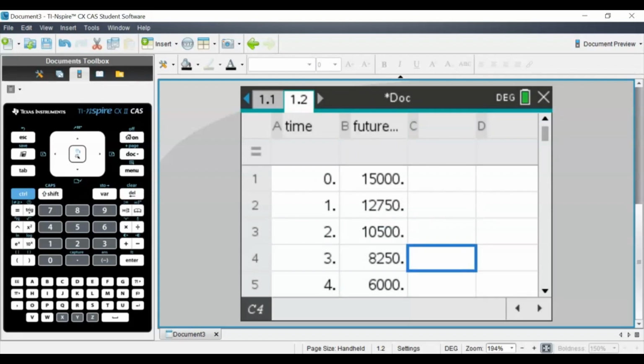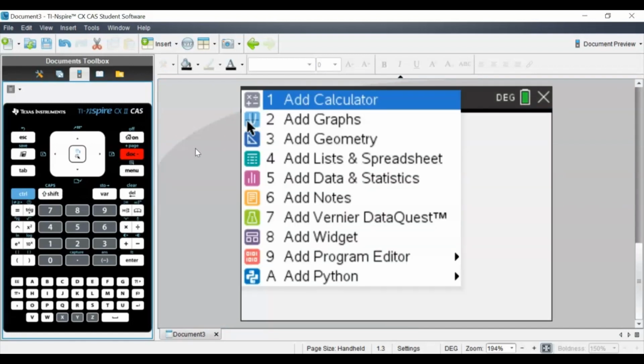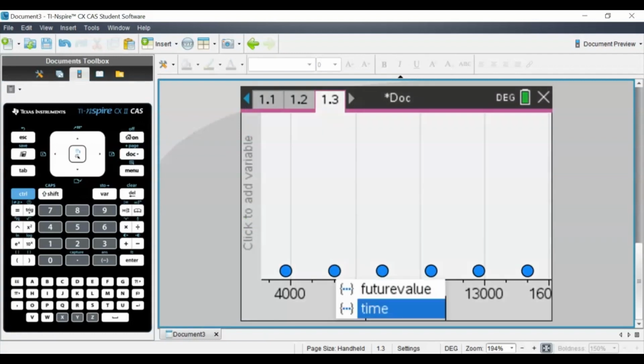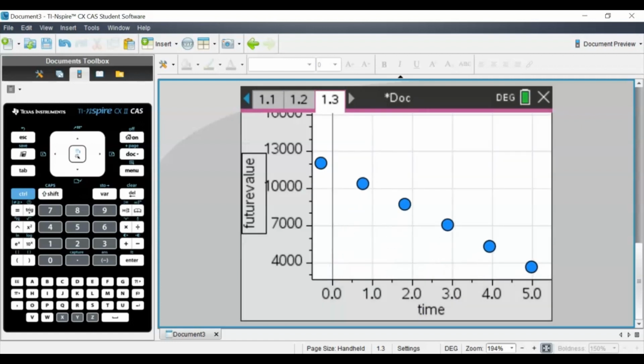They asked us to graph this. So we're just going to press Control, Doc, and number 5. This is going to be our time, and this is the future value. And that's how it would look.